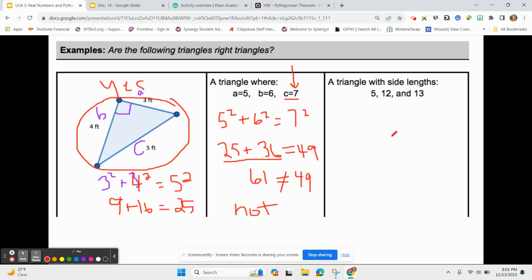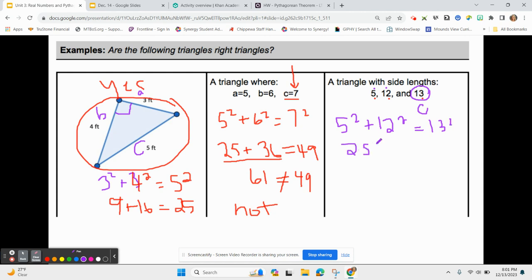My next one, 5, 12, 13. Our job is to check, does this make a right triangle? So my longest side C, hypotenuse, is 13. So A and B are interchangeable. It doesn't matter which one. So I'm going to set up my 5 squared plus my 12 squared. Does that equal 13 squared? Let's check it out.